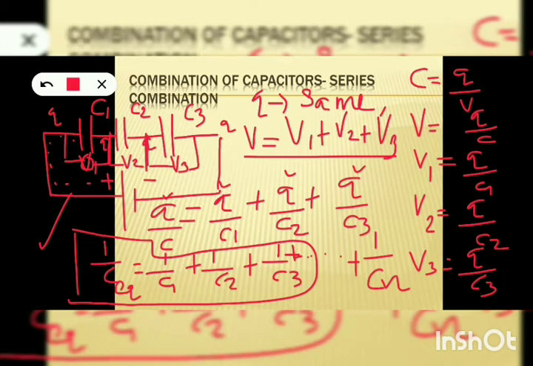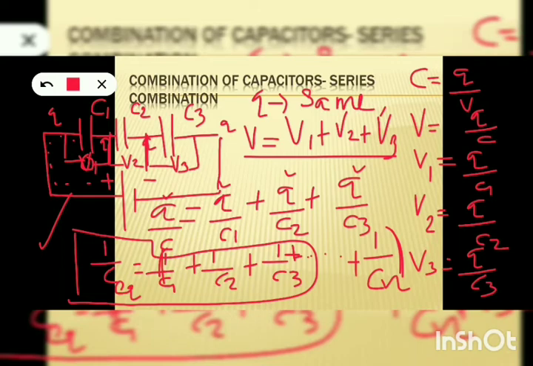Now the quantity that you obtain after calculating this sum won't be the equivalent capacitance. It will be just 1 by C equivalent. So if you want to obtain C equivalent, you need to take the reciprocal of this final expression.